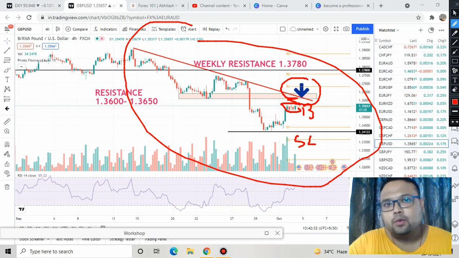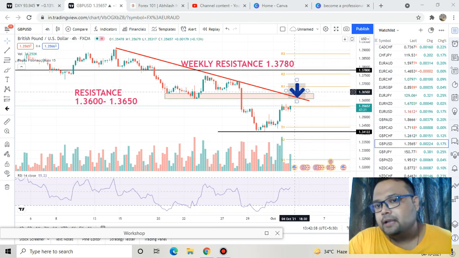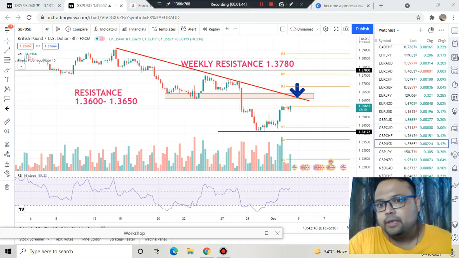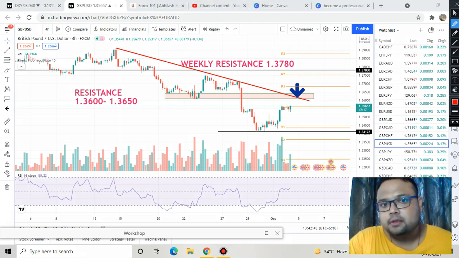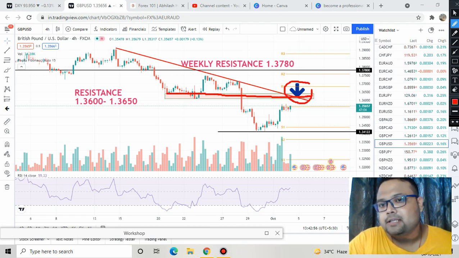shorting the market at 1.3600, and the reason is that at this particular level, at the blue arrow level, we have a double resistance. We have this horizontal line, the static resistance, as well as this dynamic resistance in the form of a trend line. So we have a very strong resistance at this particular level, and there's a good chance of GBP USD going down or reversing from this level.